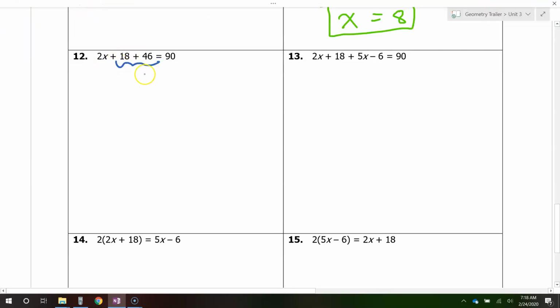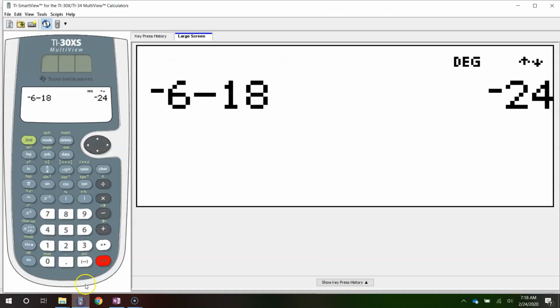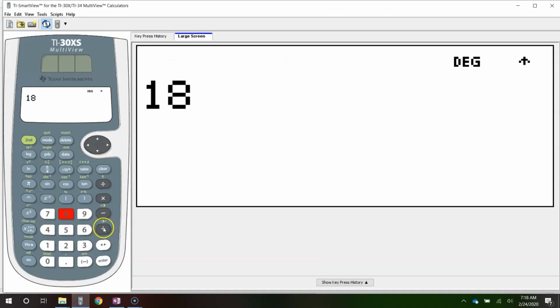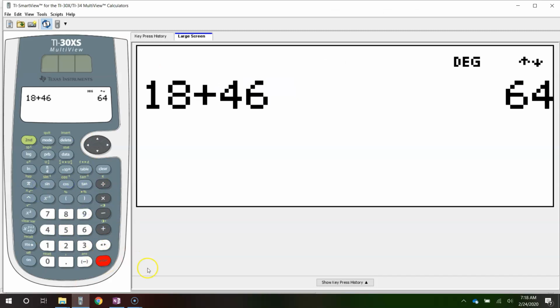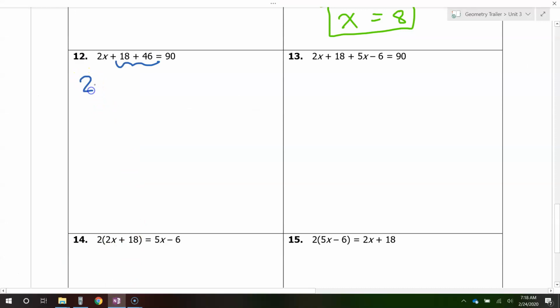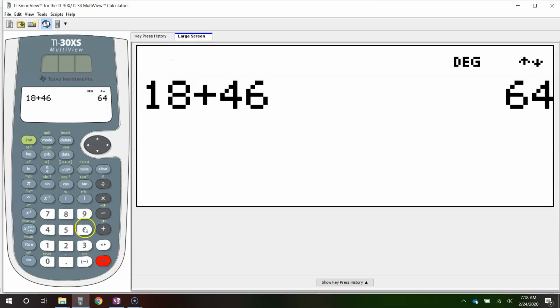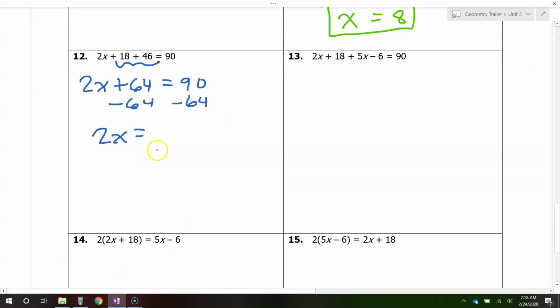Okay, so if I add these, 18 plus 46, that's going to be 64. So I have 2x plus 64 is equal to 90. Now subtract 64 from both sides. We'll have 2x equals 26. And then we just divide both sides by 2.